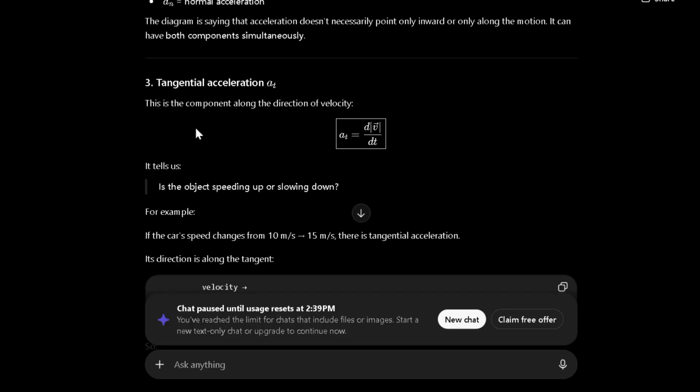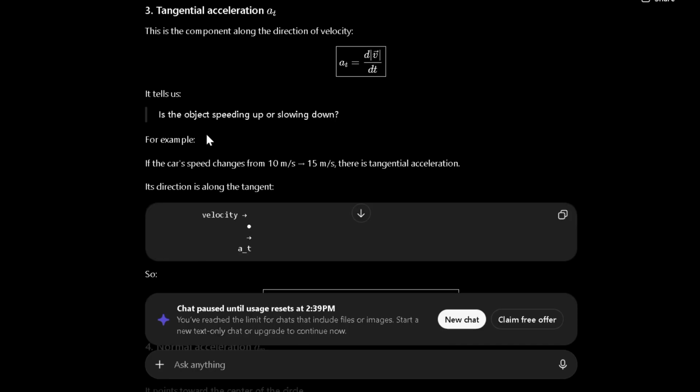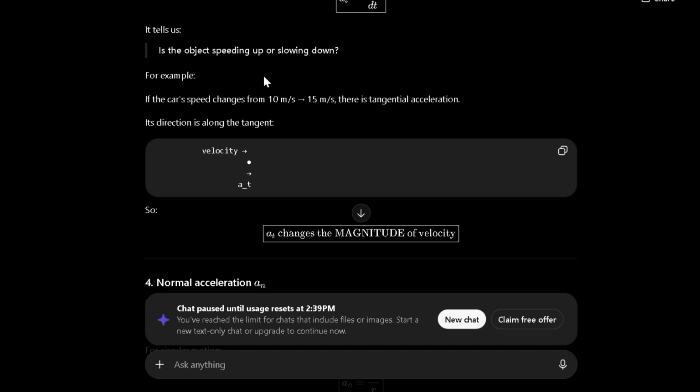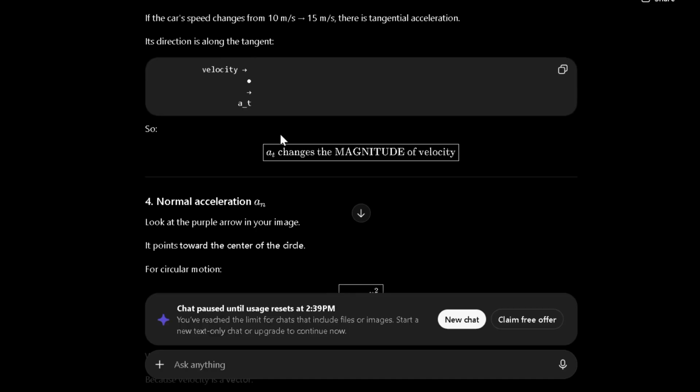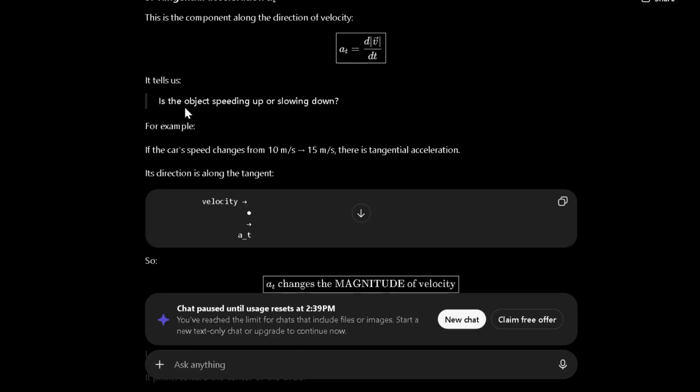Tangential acceleration, a_t, is the component along the direction of velocity. a_t equals dv by dt. It tells us if the object is speeding up or slowing down. If the car's speed changes from 10 meters per second to 15 meters per second, this is the tangential acceleration. Its direction is along the tangent. This is velocity, this is tangential acceleration. So a_t changes the magnitude of velocity. It tells us whether the object is speeding up or slowing down.